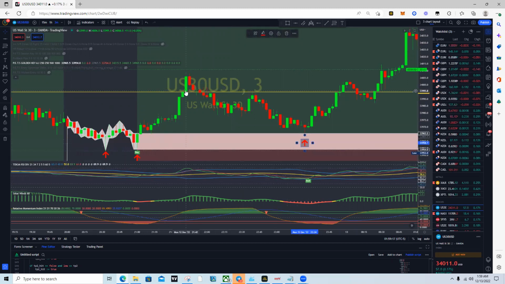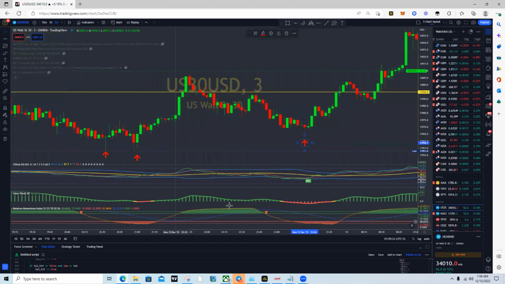Where do you want to buy? Do you want to buy up here? Or do you want to buy from the zone? Did you know the zone was here? Did you know that you should buy here in this candle instead of buying up here in this candle? Did you know that you should be buying here in these wicks instead of buying here?